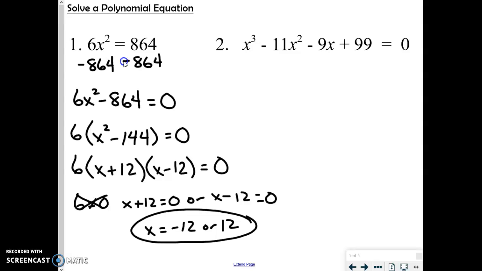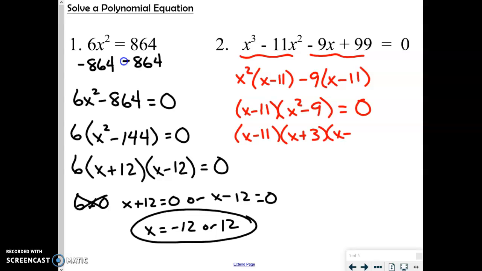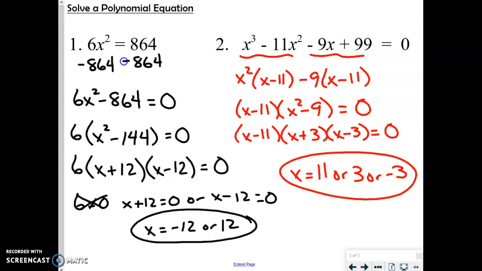The last example that we have here is grouping. If we group the first two, that would be x squared times x minus 11. And the second one would be negative 9 times x minus 11. So that would leave us with x minus 11 times x squared minus 9 is equal to 0. X squared minus 9 would give us x minus 11 times x plus 3 times x minus 3 is equal to 0. So our answers here would be x equals 11, or 3, or negative 3. Just another unique, fun situation for you to be aware of.